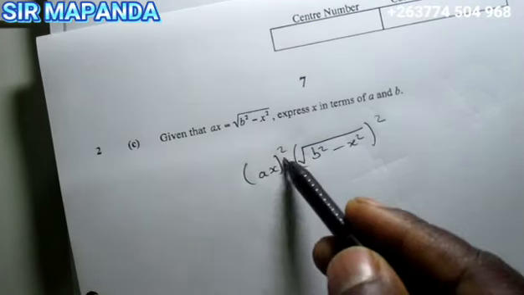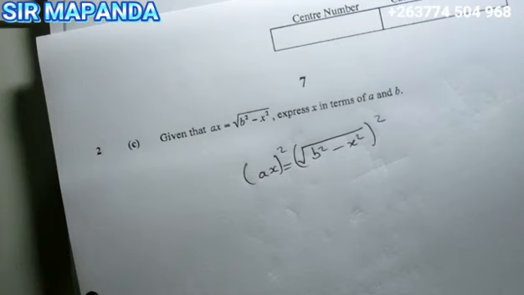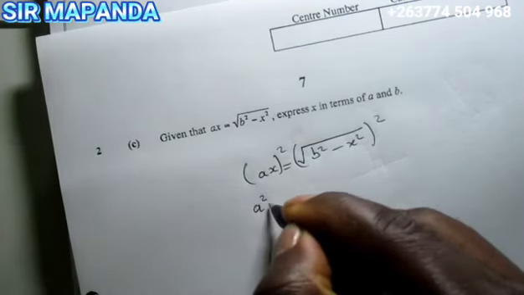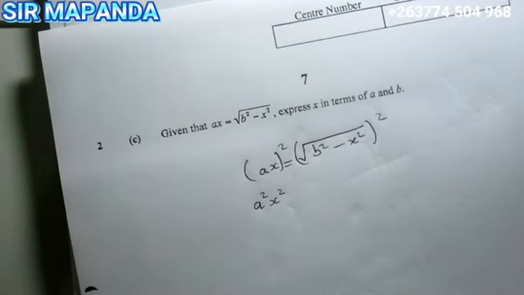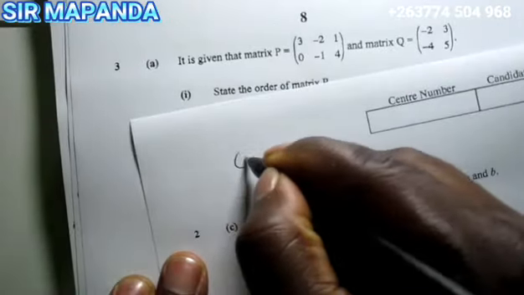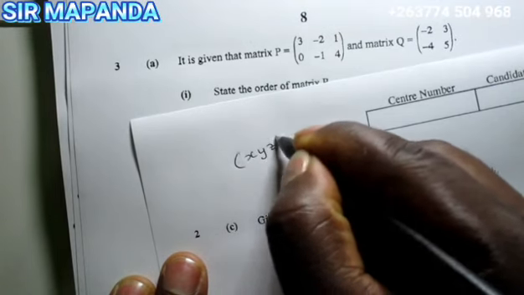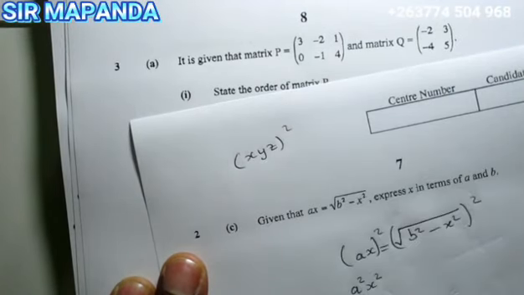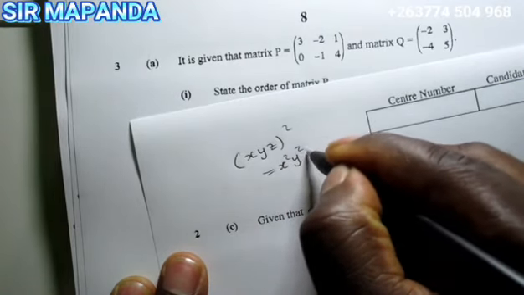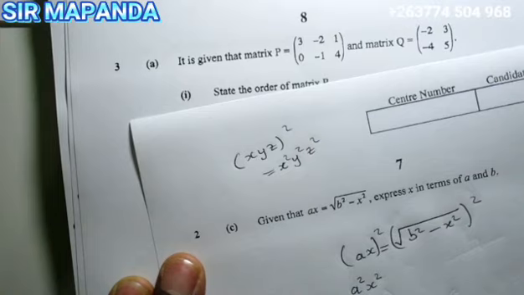Then this power 2 raises everything inside the bracket, ax. So you are going to come out with a squared, x squared. It raises a and x. Take for example, if you have x, y, z being raised by power 2 like this, it produces x squared, y squared, z squared. This is what I'm trying to say here, right?